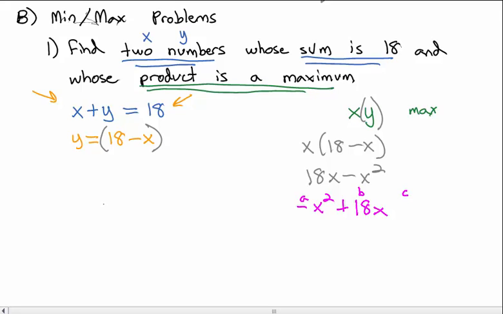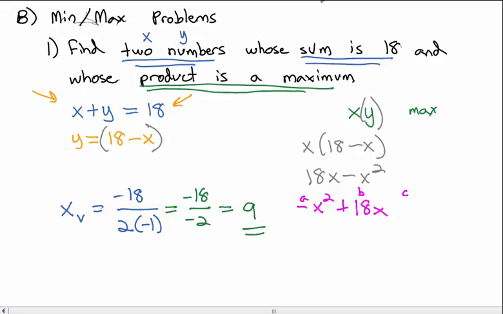Notice this question is asking us to find 2 numbers whose product is a maximum. This is asking us to find when that maximum occurs. It's not asking us what is that maximum product. It just wants to know the pieces that make it a maximum. So here we're just looking for the x-coordinate of the vertex, which is the opposite of b, negative 18, over 2a, which is negative 1, or negative 18 over negative 2, which is positive 9. X is equal to a positive 9.